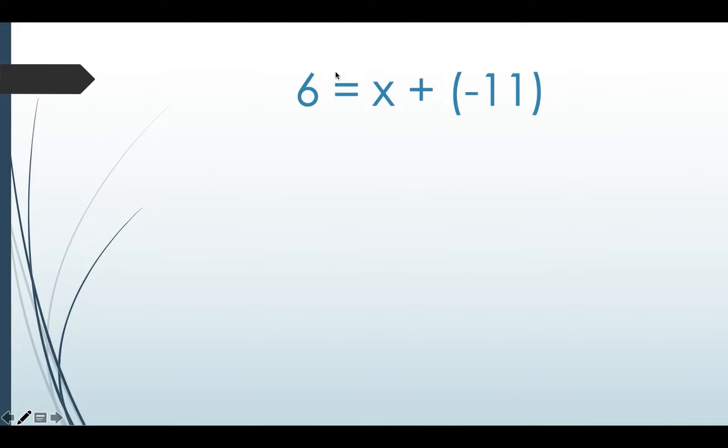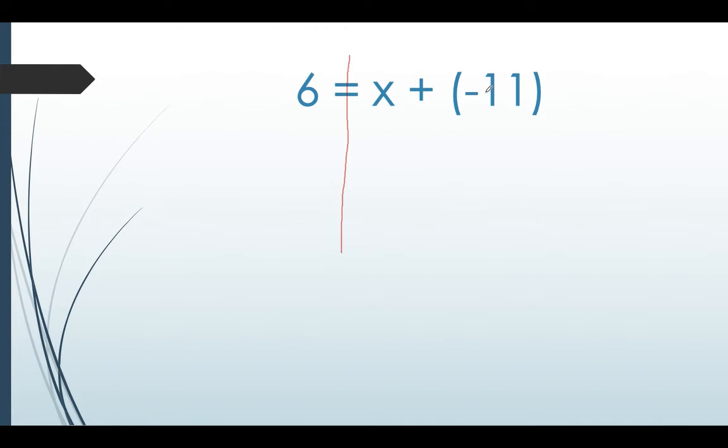Let's look at a few more. So in this case, I see an equation: 6 equals x plus negative 11. First thing I'm going to do is draw my fence. And you might notice in this problem that the x is on the right side instead of the left side. And that's okay. Now here's where some of you might overthink this, and you just got to keep it simple. I have plus a negative 11.